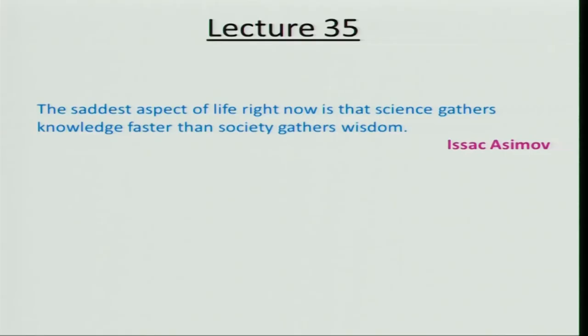Let us start this lecture 35 with a thought from Isaac Asimov, who says that the saddest aspect of life right now is that science gathers knowledge faster than society gathers wisdom. It's very important and also very critical.